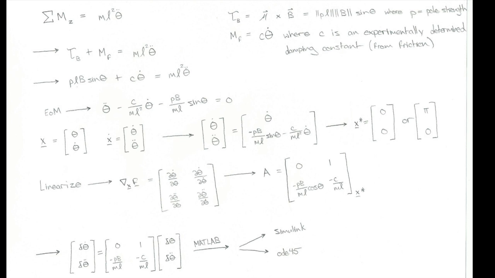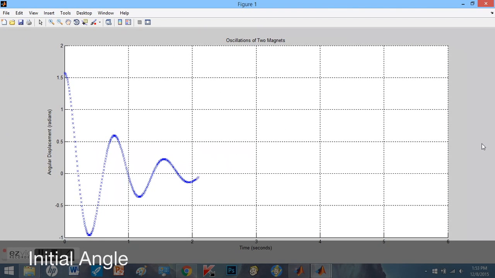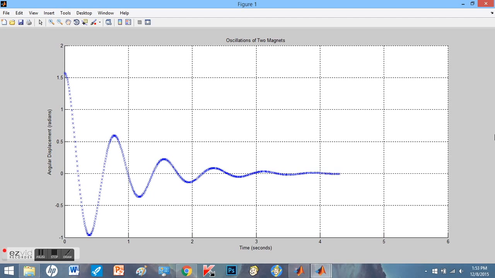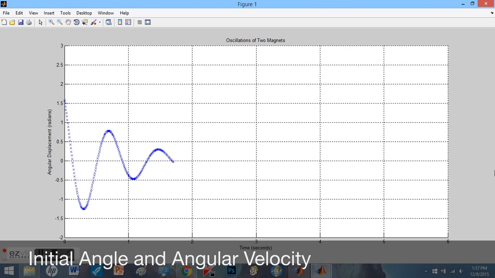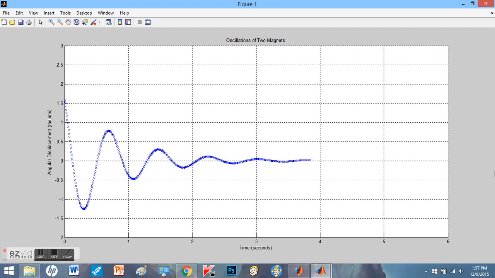We then used two methods to solve the system. The first was ODE45 on MATLAB. This first graph depicts a displacement of 90 degrees and no initial angular velocity. The second graph shows the same 90 degrees displacement, but also includes an initial angular velocity.